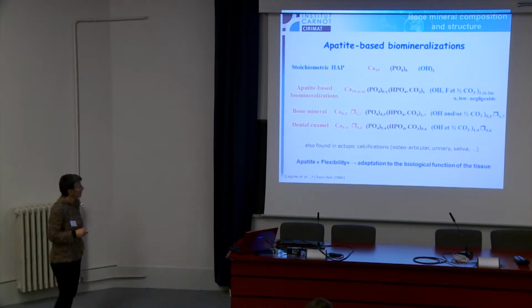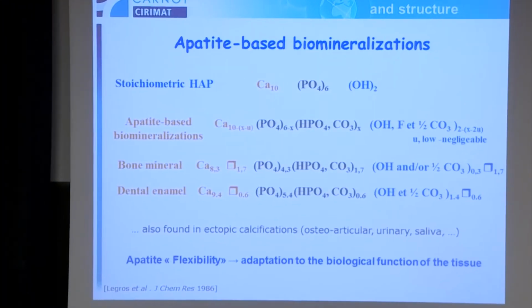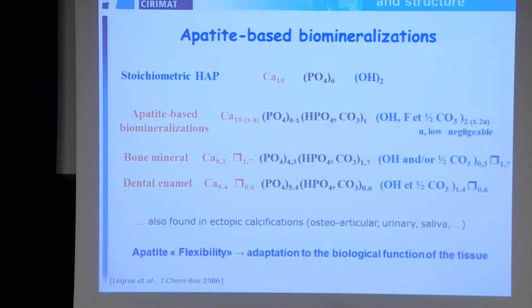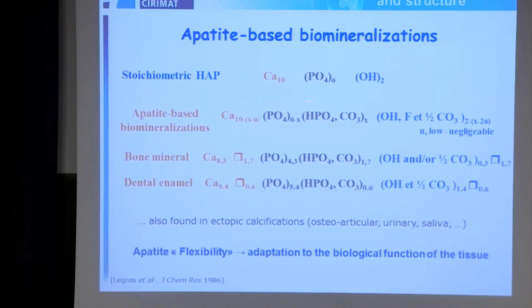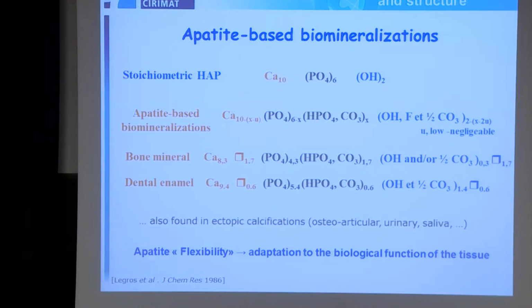So here I talked already about bone mineral composition and dental enamel. Here it's a more general apatite-based biomineralization, where you can see that we can substitute part of the PO4 by HPO4 and carbonate, and also the hydroxide can be substituted by fluoride or carbonate. So we can really talk about apatite flexibility in terms of composition, and this is what allows the adaptation of the biological function of the tissue.